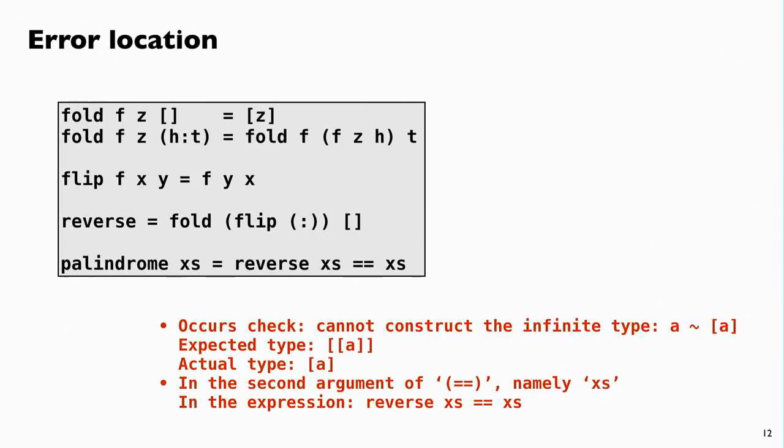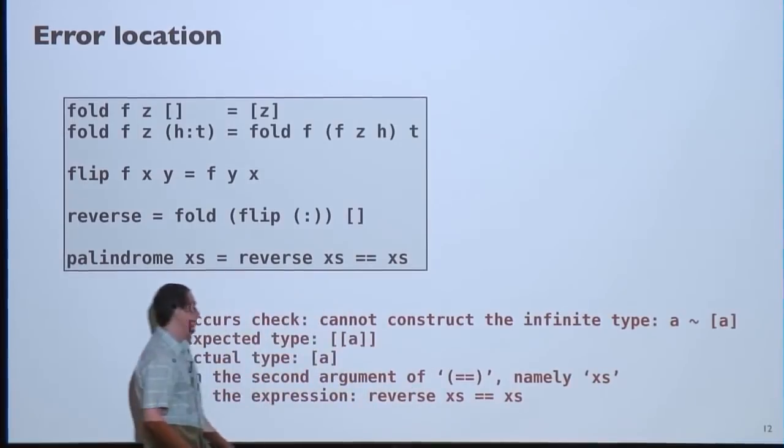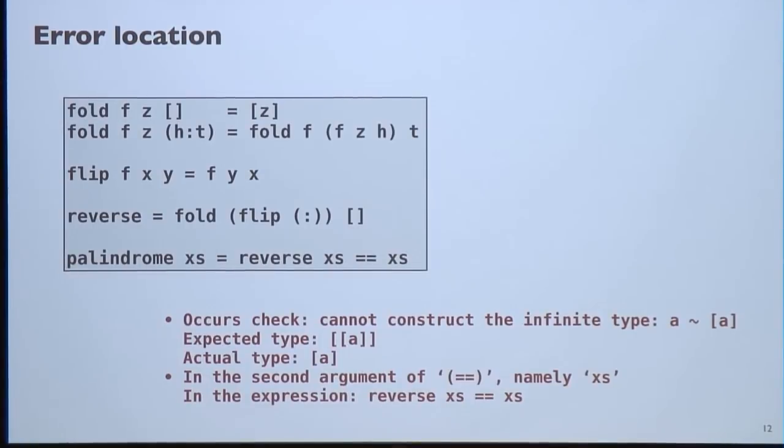Oh, rats. OK, so the bug in this program, well, let's see what GHC has to say about it. So here's what GHC says. It's sort of complicated, but ultimately it gives us a location for the error. It says the problem is in reverse x's equals x's. OK, that looks fine to me.